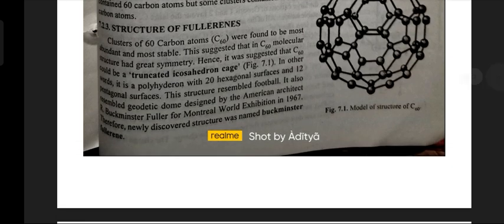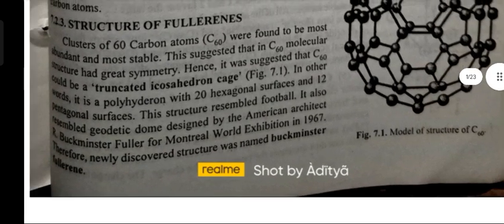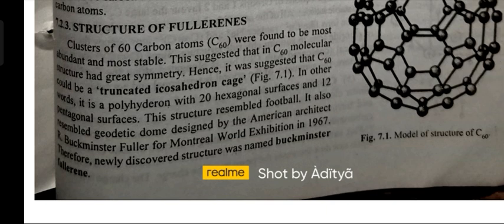The structure of fullerene. The cluster of 60 carbon atoms was found to be the most abundant and most stable. This suggests that carbon 60 had a molecular structure with great symmetry, hence it was suggested that carbon 60 could be a truncated icosahedron cage. In other words, it is a polyhedron with 20 hexagonal surfaces and 12 pentagonal surfaces. This structure resembles a football.